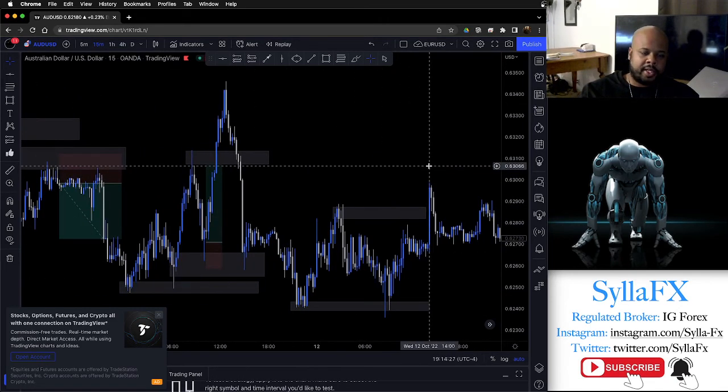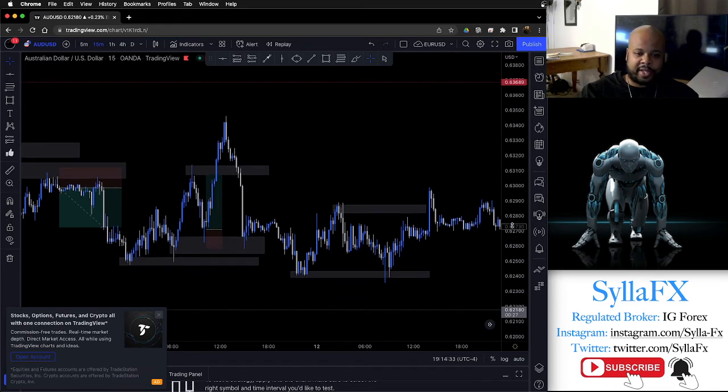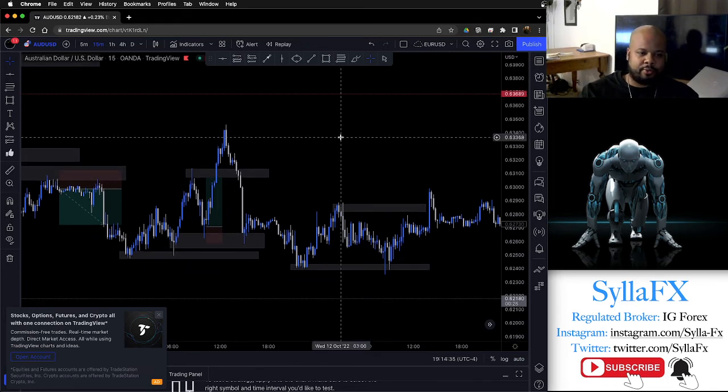So again, if you guys are interested in learning how I trade, my technical analysis, very basic information, no indicators as you can see, just a simple price on the chart, support and resistance level, and then I'm looking for my supply and demand levels or trading off of the major support and resistance levels.